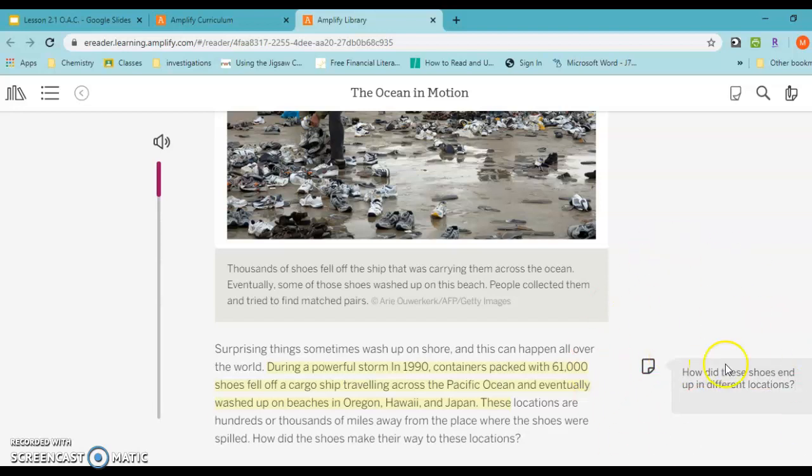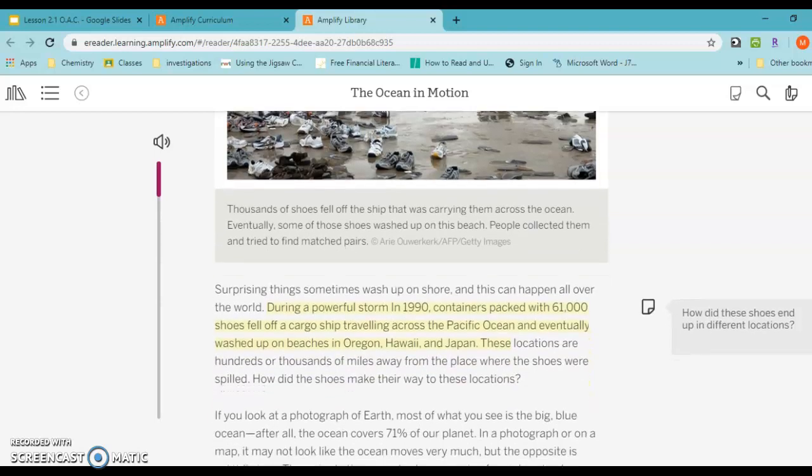And once you hit your annotations and you hit save here, not only can you see these later on when you go back to the article, but Ms. Jackson can see your annotations too. So remember that you're getting graded for your annotations. So let's think about a deeper question. These locations are hundreds of thousands of miles away from the place where the shoes were spilled. How did the shoes make their way to these locations?